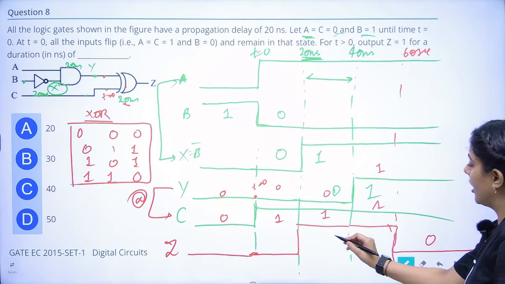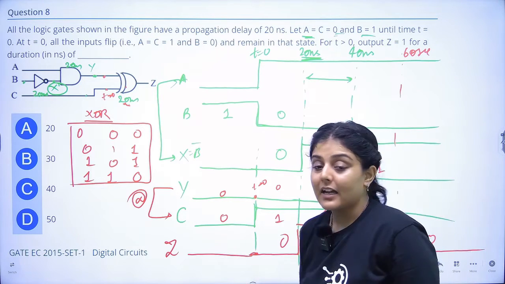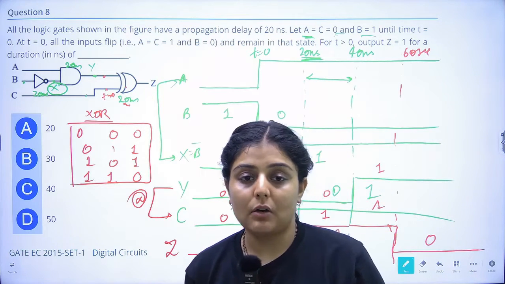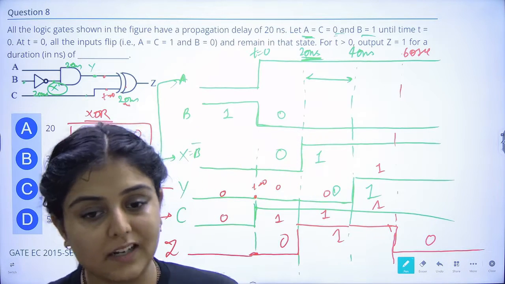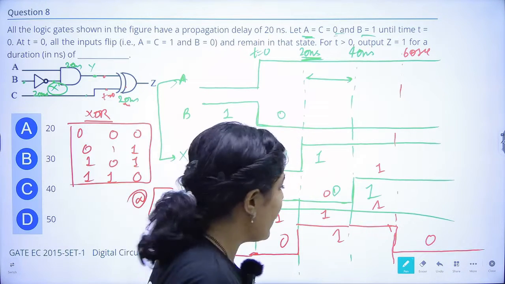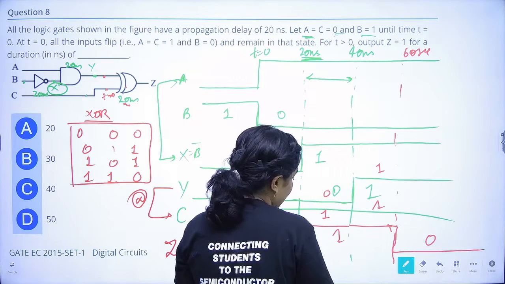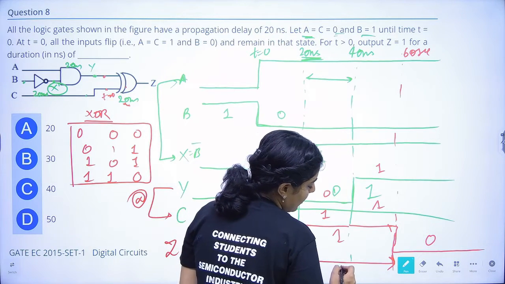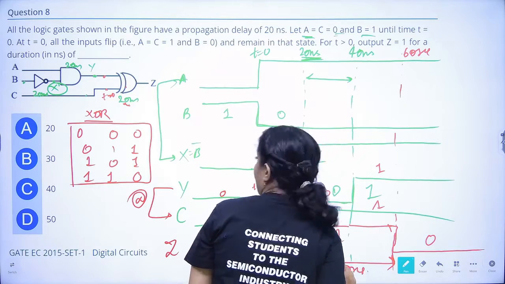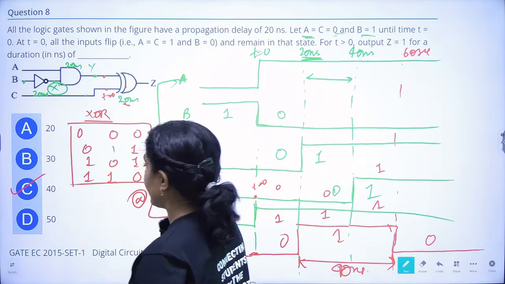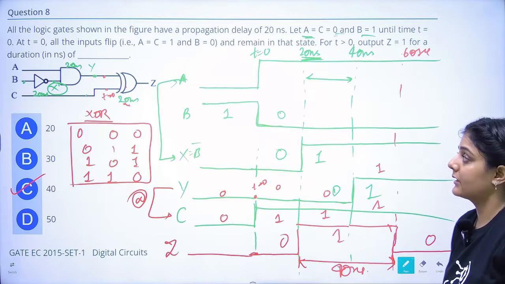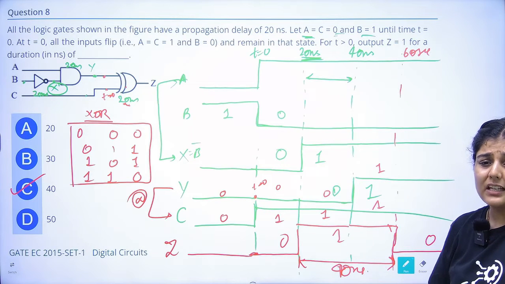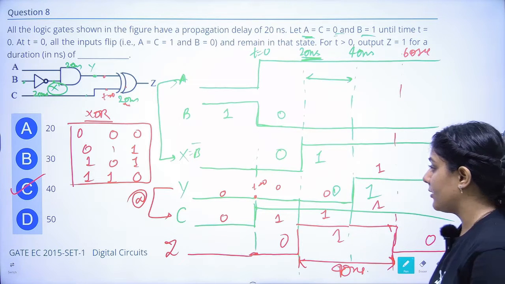So 0, 1, 0. They are asking what will be the amount of time when z will be equal to 1. So till this time interval, z was equal to 1. So this is 40 nanoseconds. By this way, we can easily calculate the amount of time.